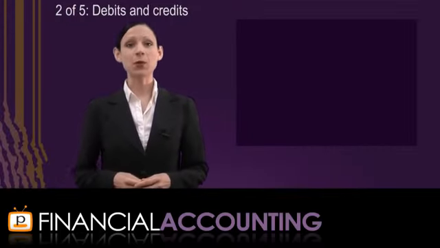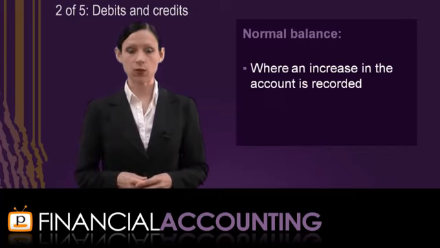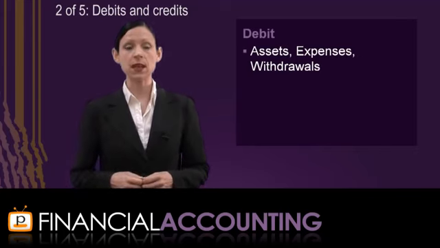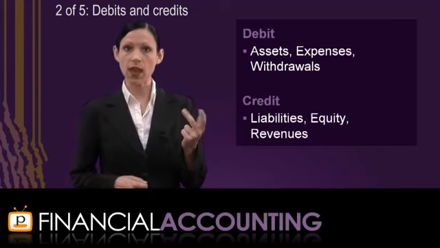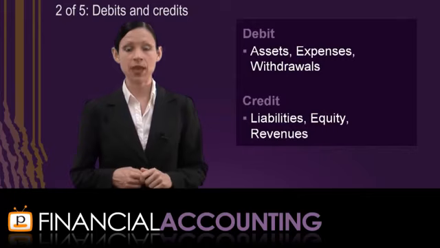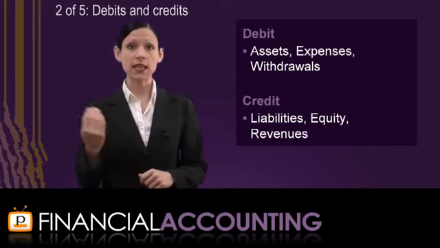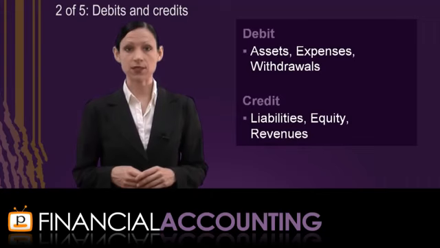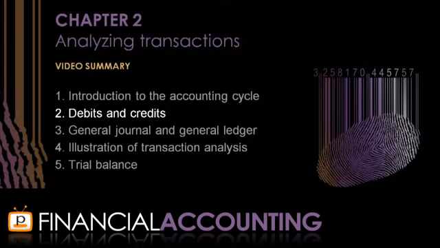Each account type has what we call a normal balance, which is the side of the account to which increases in that account are recorded. The rules of debits and credits state that assets, expenses and withdrawals have normal debit balances, while liabilities, equity and revenue accounts have normal credit balances. It is important that you know if an account is increased by debits or credits, because you use this when journalising transactions.